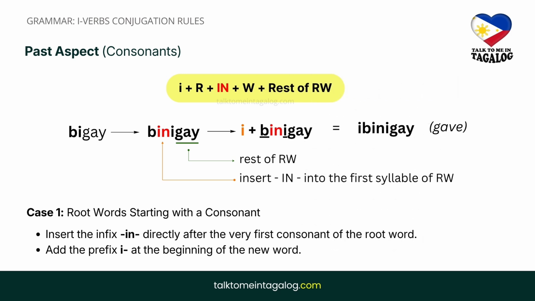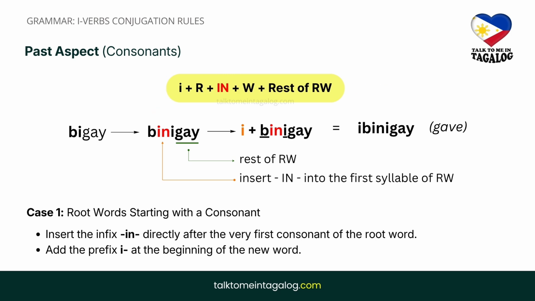Now let's move on to the past aspect. The past aspect indicates that an action has already been completed. Let's start with case 1: root words that begin with a consonant. To form the past aspect of an I-verb whose root word begins with a consonant, insert the infix in into the first syllable of the root word. Then add a prefix I.